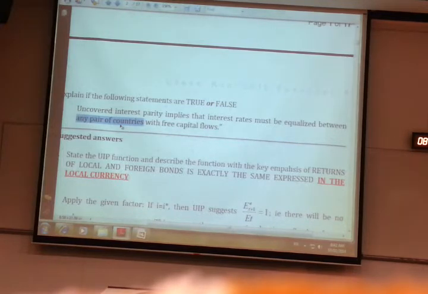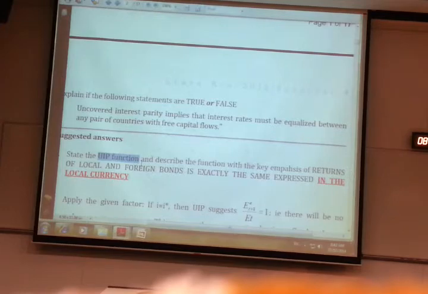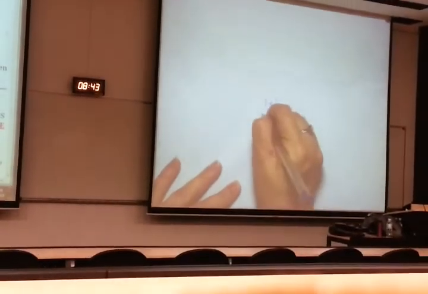So the question says, uncovered interest parity suggests that interest rate must equalize between any pair of countries with free capital flow. Okay? So you're supposed to prove the statement true or false. Since the question already say UIP, right? So every time when you see the question stating the UIP, you first have to state the UIP equation, right? But remember, you don't have to derive at all.